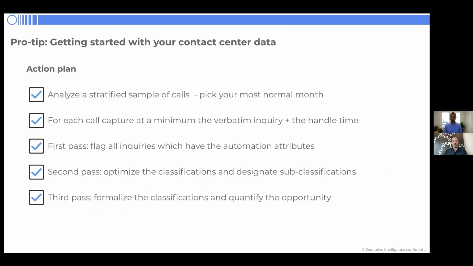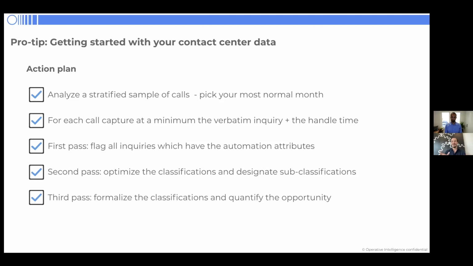So how do you put this into practice? If you didn't want to use an automated approach to classify your demand, this is what we would generally advise before we launched the company, when we were asked how to make sense of contact center data. Let me step you through it. The output that we're aiming for is: what do we believe the automation opportunities are, how big are they within our customer demand, and what are those inquiries? What we would recommend is to analyze a stratified sample of calls. That sounds really complex. It's not. I'll explain it.